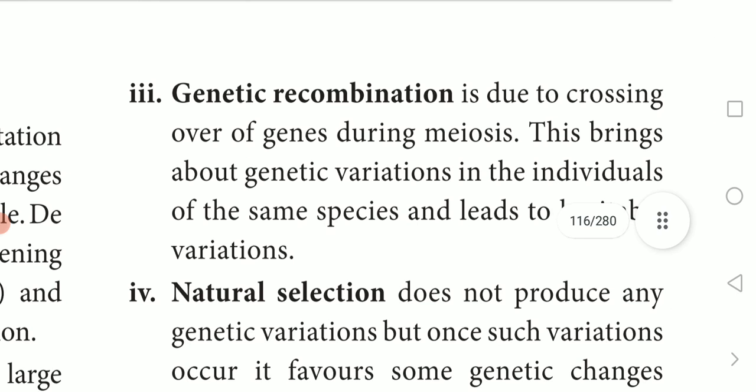The next one is genetic recombination. It is due to crossing over of genes during meiosis.